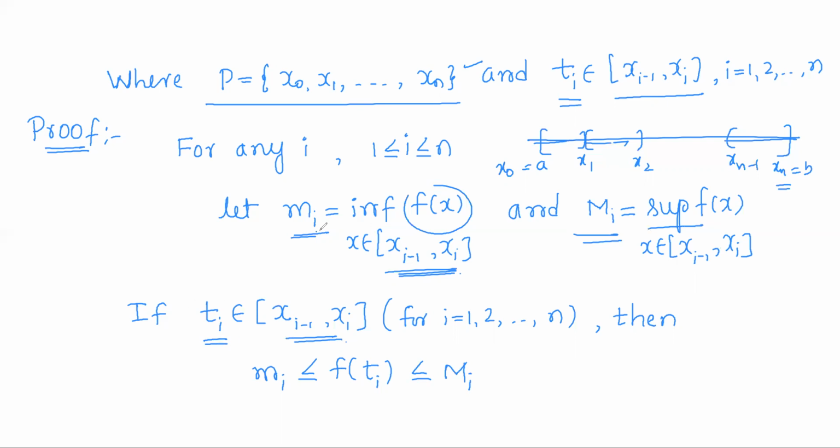its function value has both infimum and supremum, right? As x varies over this closed interval, all the f(x) values have the infimum and they also have the supremum. So infimum means what? It is the greatest lower bound, and supremum means it is the least upper bound. So if t_i is any point in this closed interval, the corresponding function value f(t_i) will be greater than or equal to small m_i, as m_i is the greatest lower bound, and it will be less than or equal to capital M_i, as capital M_i is the supremum, that is the least upper bound.